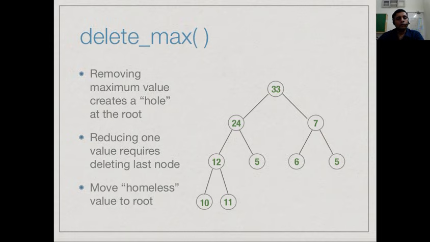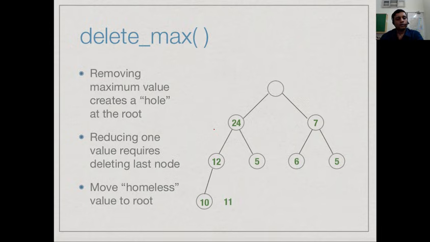So let's say we remove the maximum value. So then this leaves us with a hole, right? We don't have any value at the root now. At the same time, because we have removed the value, we have reduced the number of values in the tree by 1. But we said that the structure of the tree is fixed. If we reduce by 1, we cannot remove the root. We must remove the last node going in this left to right, top to bottom order. So we must in fact remove the node here. This node has to go.